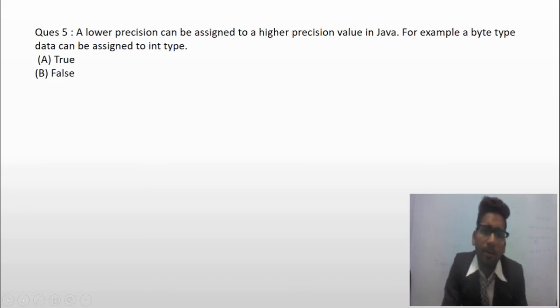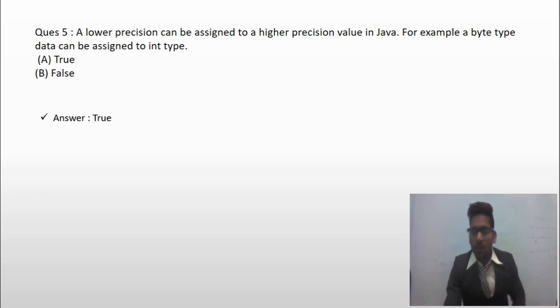And our fifth question: a lower precision can be assigned to a higher precision value in Java. For example, a byte type data can be assigned to int type. Now you have to tell whether the statement is true or false. Now think a little bit because it is somewhat tricky, I would say. So the answer for this is option A, true. Now we'll see why and how.